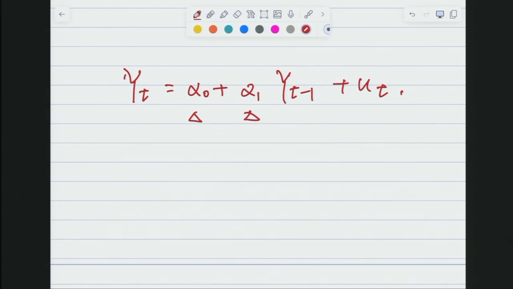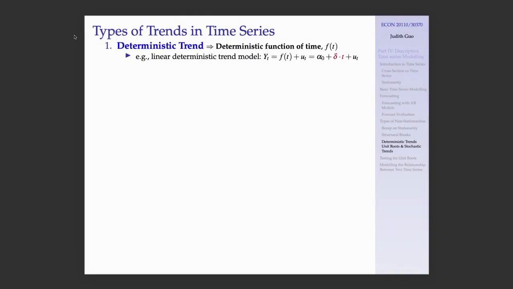What we're going to do today is we're going to start talking about trends. We have actually seen trends already, but we haven't really talked about it in a more systematic way. So in the literature, there are two types of trends that are common in time series. One is a deterministic one. A deterministic trend, essentially, is a deterministic function of time, okay?